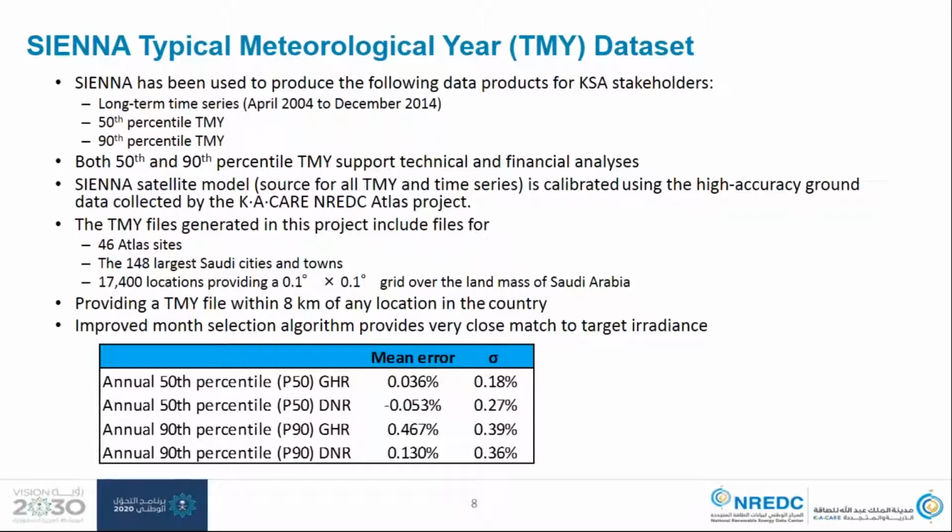So for the portal, we're using this set of TMY files. We've developed it over a grid throughout the kingdom at tenth-of-a-degree intervals, so that gives us a TMY file within about 8 kilometers of any location in the country.